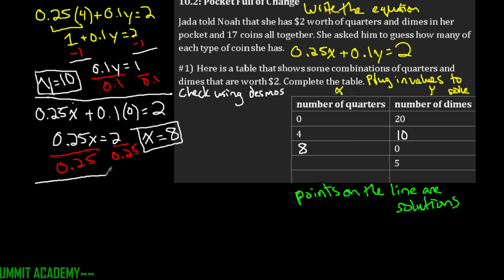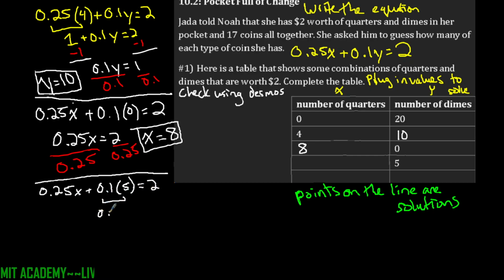Okay, one last one for this. It says when y equals 5. So let's plug it in. So we have 0.25 times x plus 0.1 times 5, and use those parentheses to show multiplication. So I have 0.1 times 5 equals 0.5. So let's simplify. This is going to be 0.5. This comes down and stays the same. So 0.25 times x plus 0.5 is equal to 2.